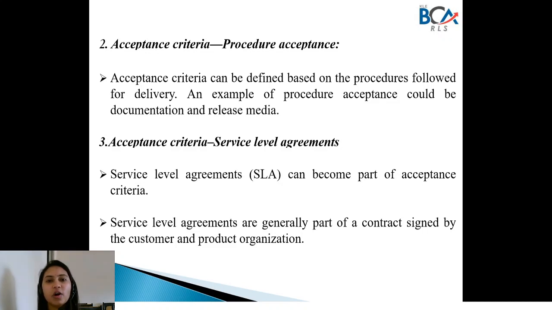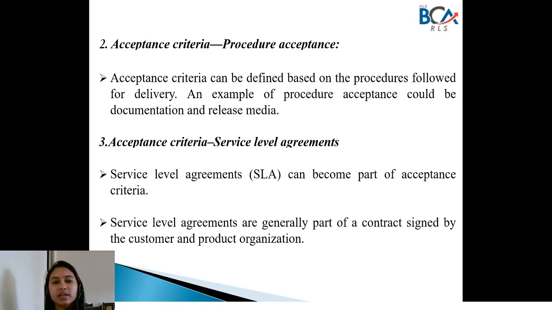Acceptance criteria for procedure acceptance. Acceptance criteria can be defined on the procedures followed for the delivery. As an example, procedure acceptance could be documentation and release media. Whenever you deliver your complete product to the customer, he will want the documentation of the application. So you have to produce the document to the customer. He will cross check whether the document is correct or not, and the release media. Whatever release documents you have, you need to produce them to the customer. By considering all this, he will accept the procedure.